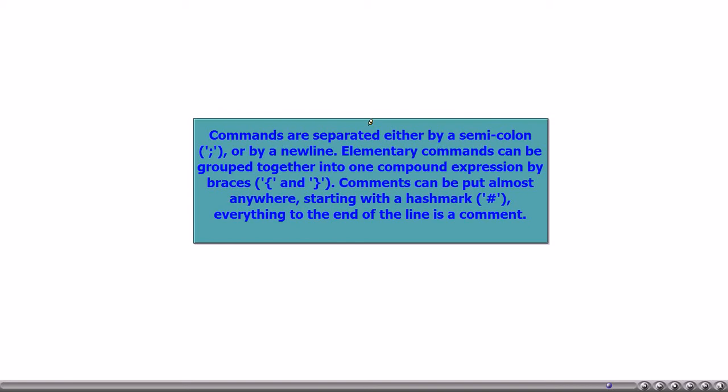In R, commands can be separated either by a semicolon or by a new line. Elementary commands can be grouped together into one compound expression by enclosing them between curly braces. Also, we can put comments wherever we want with a hash mark. Everything after the hash is taken as a comment by R.